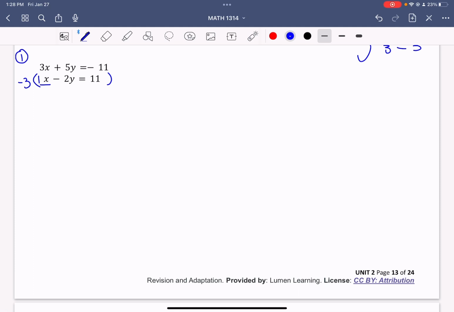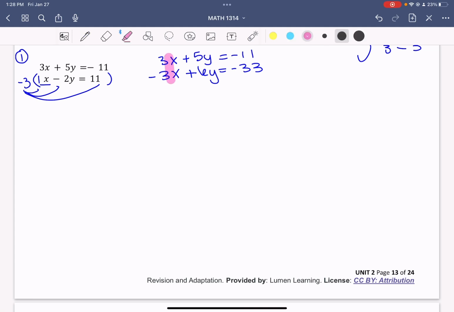So if I multiply everything in this second equation by -3, that gives me -3x, I'm just distributing, plus 6y equal to -33. So I now have, I'm going to move that first equation over. Now I have opposites on my x's. I have a +3 and a -3. So here, I'm going to go to step 2, and I'm going to add these two equations together.